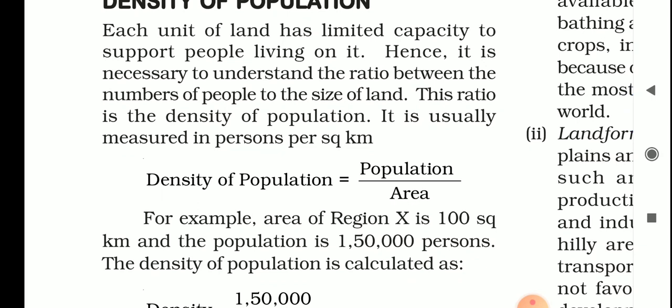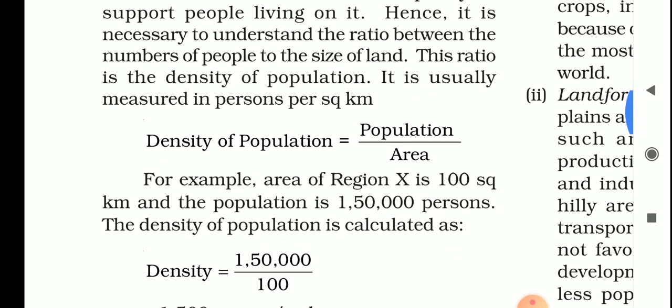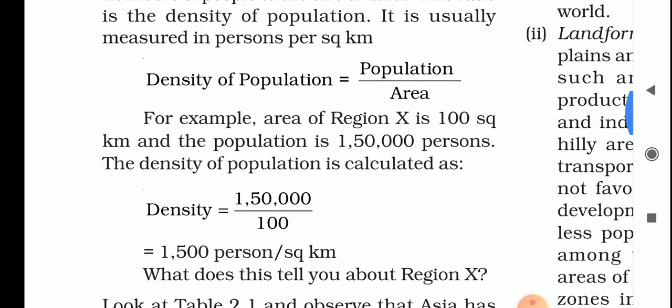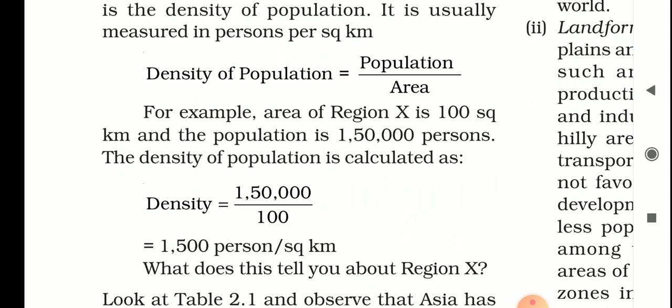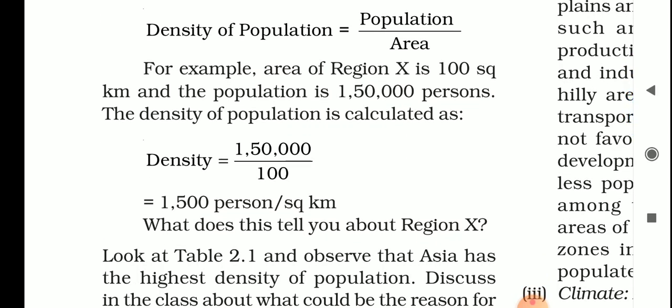Density of population is equal to population divided by area. We always keep population on top and area at the bottom. So we just divide the population by the area. For example, the area of region X is 100 square kilometres and the population is 1,50,000 persons. So the density of population is calculated as 1,50,000 divided by 100. It tells us the density, right?